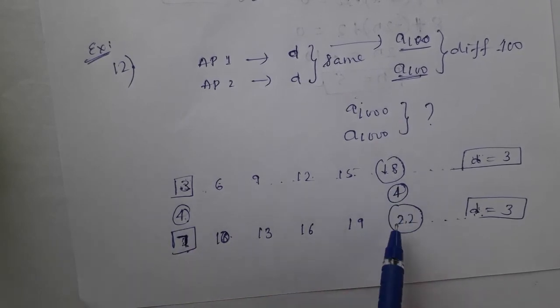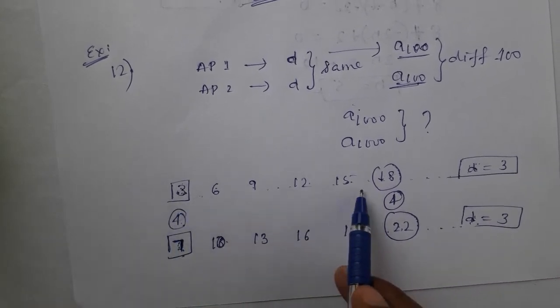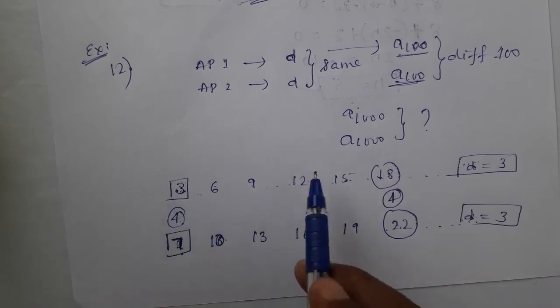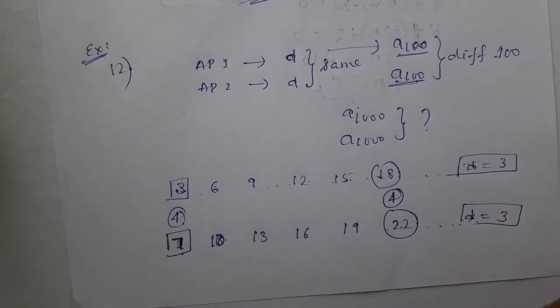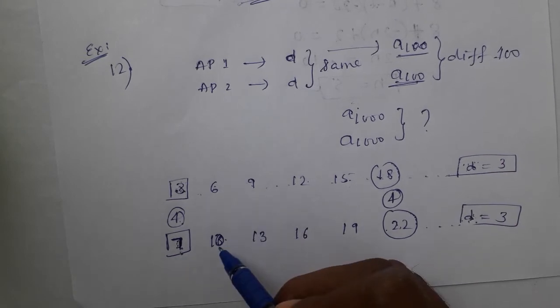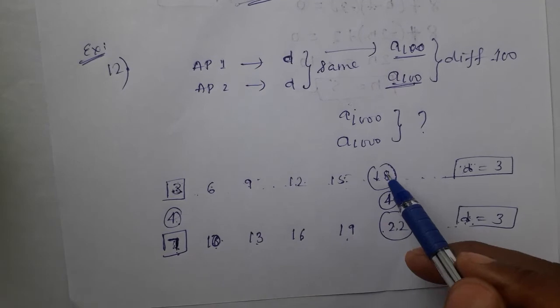difference between the sixth term is also the same, and the difference between the 100th term is also the same. That means the two APs have the same common difference. The difference between any term is always the same. Look at 3 and 7, difference 4; 6 and 10, 4; 9 and 13, 4; 12 and 16, 4; 15 and 19, 4; 18 and 22, 4.